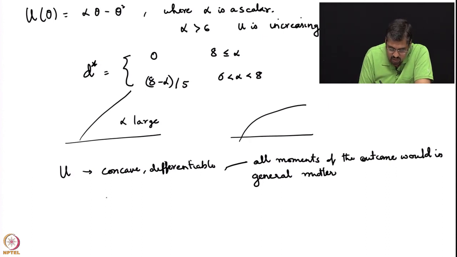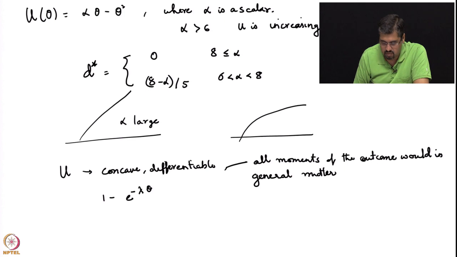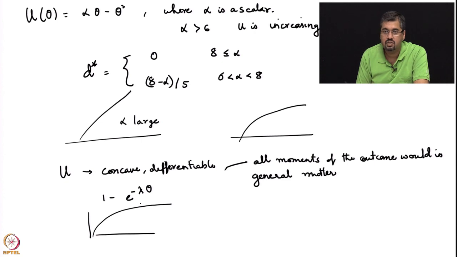Right. So for example, you can take a utility which is 1 minus e to the minus lambda times theta. This sort of function has this sort of shape. And when we expand the exponential, you can see that it expands as a power series in theta, and in that case it's not just theta square, but theta cube, theta raised to 4, etc. So essentially, every possible moment of the outcome has a role to play.